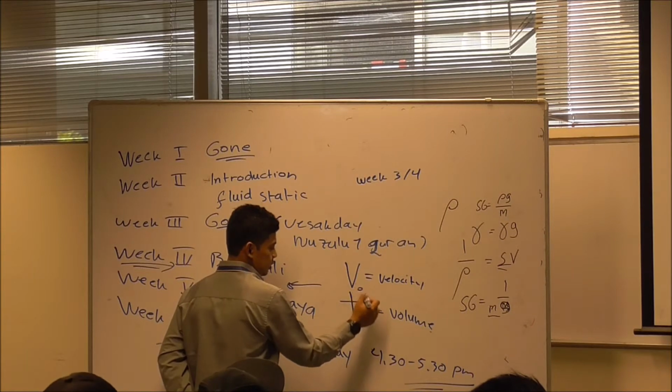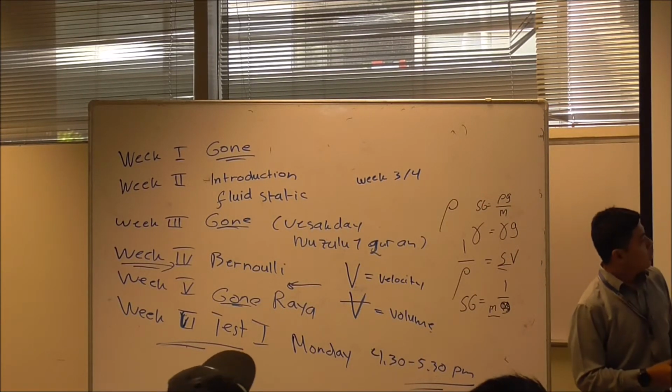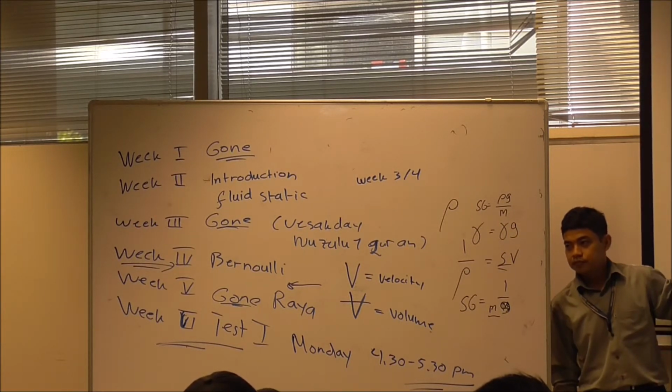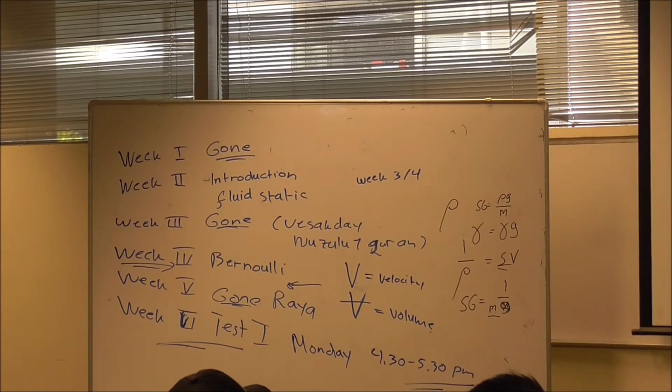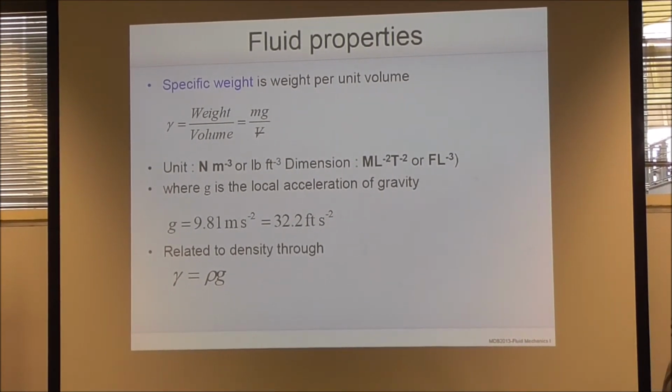If I put V dot, usually it is volume per time. This is volume. Okay? This is what I asked you. Specific volume is the reciprocal of density. How about specific weight? Is it the reciprocal of the weight? What is specific weight? Rho g. Specific weight is weight per volume, which is density times the gravity.